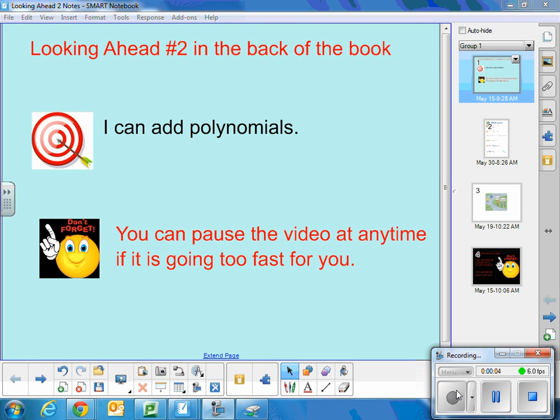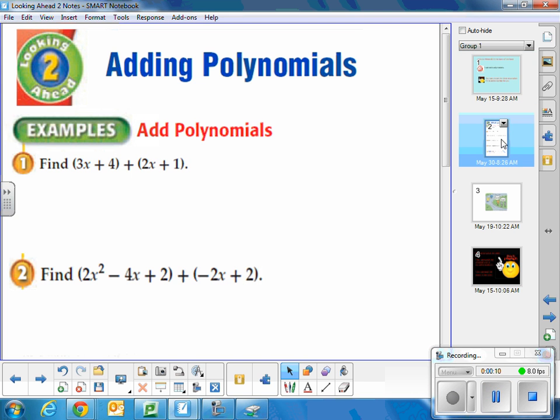Today, you're going to be adding polynomials. In example 1, we're going to add 3x plus 4 to 2x plus 1.